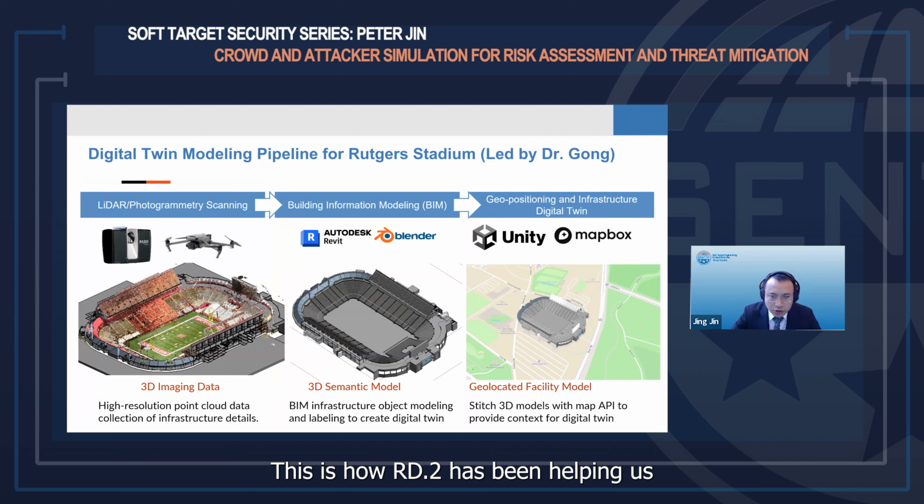This is how RD2 has been helping us in the RD3 research scope. We did intensive scanning of our Rutgers Stadium using handheld LiDAR and also drones. The RD2 team created the BIM infrastructure model for us to be loaded into the crowd simulation. We are also looking at adding context to the digital twin by leveraging Google Earth and other imagery around, and also the drone 3D model.